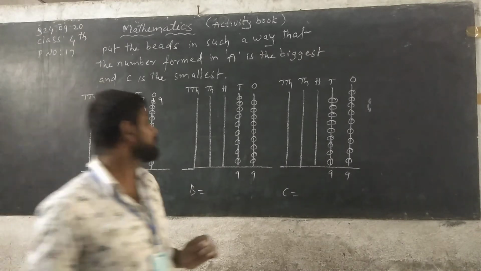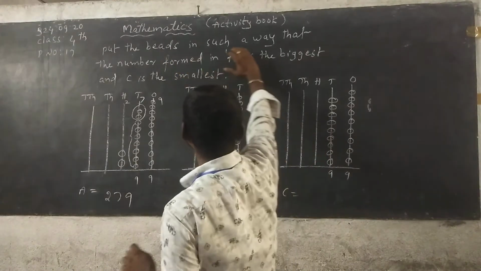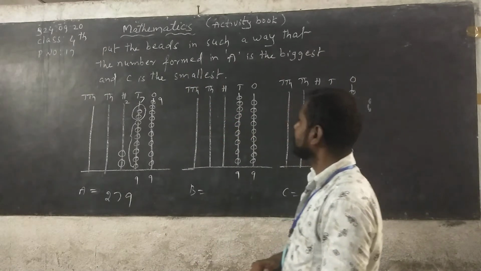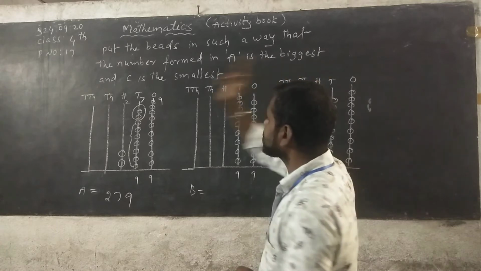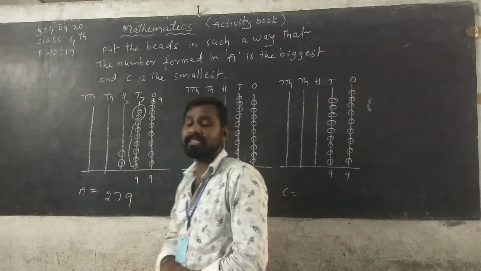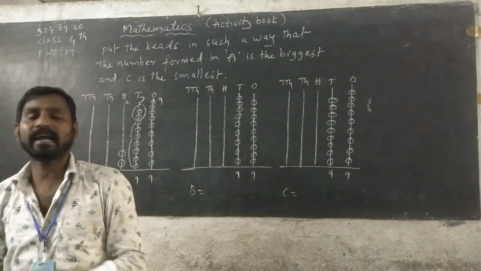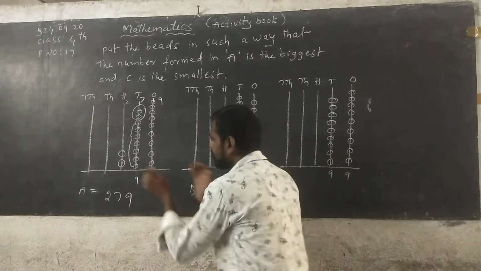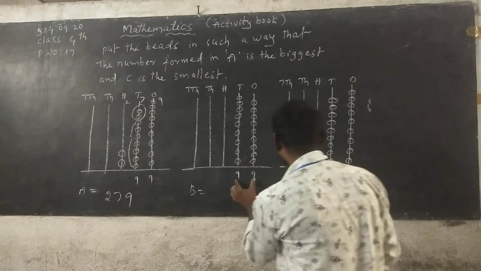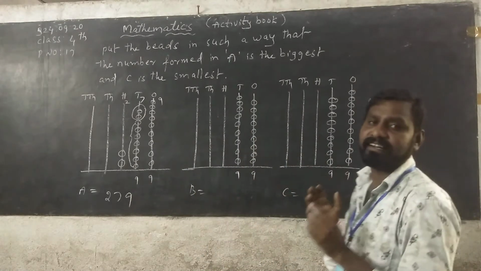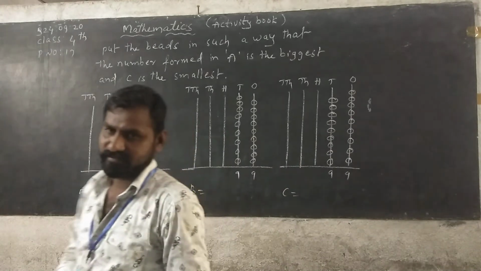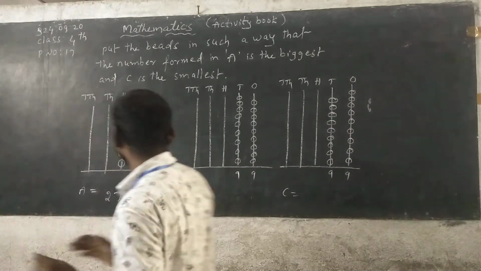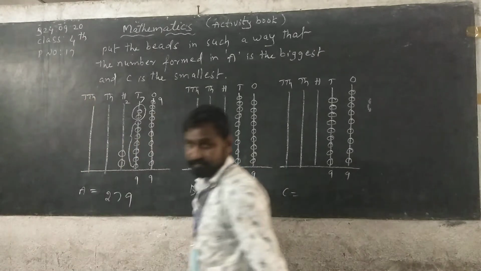Once again, see here. Put the beads in such a way that the number formed in A is the biggest and C is the smallest. Means A is the biggest number and C is the smallest number. But according to our activity book, A is 99, B is 99 and C is 99. The given three numbers are equal. What do we have to do? See here. Now I am taking this problem.